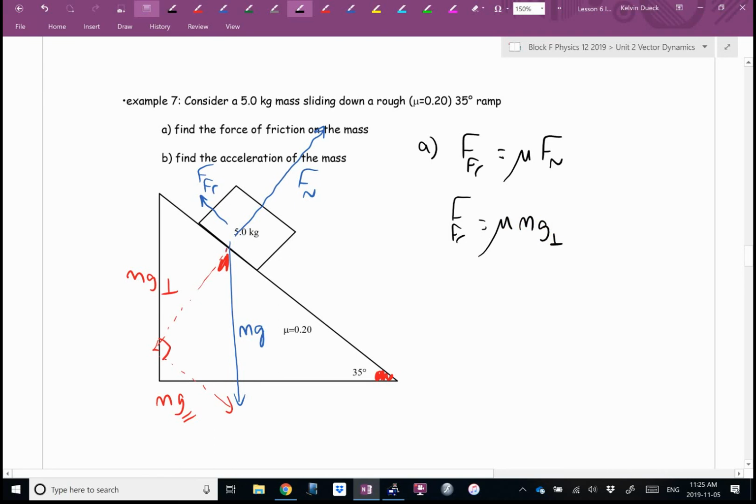Which trig function is mg perpendicular going to be? Sorry? I thought somebody said it. Of course it is.